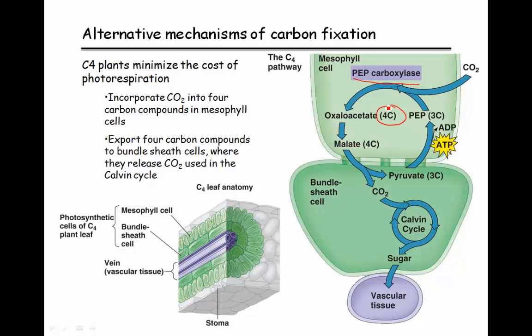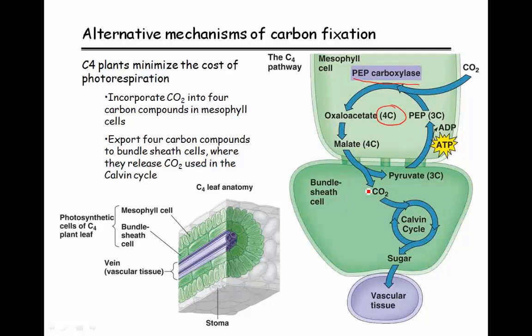This PEP carboxylase is an enzyme that's not going to be affected by oxygen gas. This enzyme is going to bind the carbon dioxide in the presence of the oxygen gas, and at this point we do not have to worry about increasing the carbon dioxide concentration. That 4-carbon molecule is going to be rearranged a bit and transported further down in the leaf, and this means away from where all of that oxygen is going to be in the atmosphere.